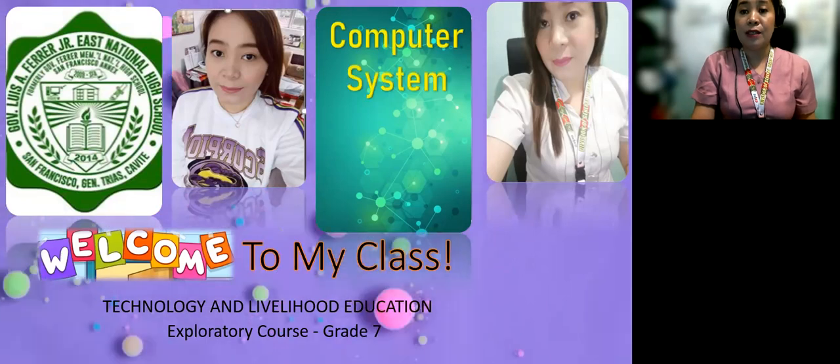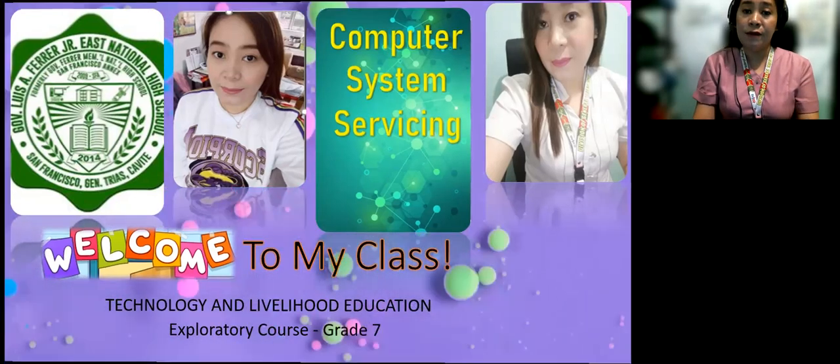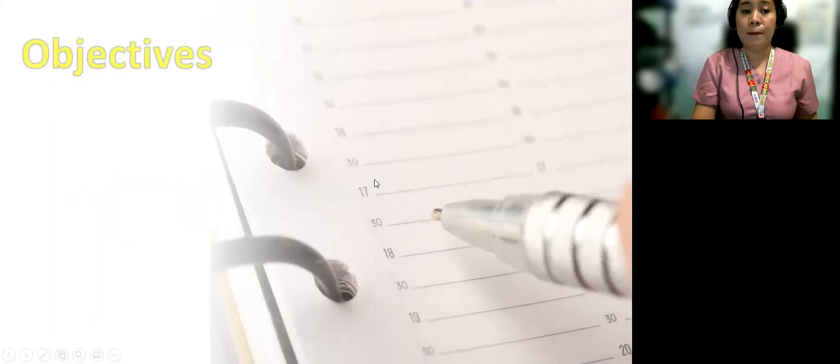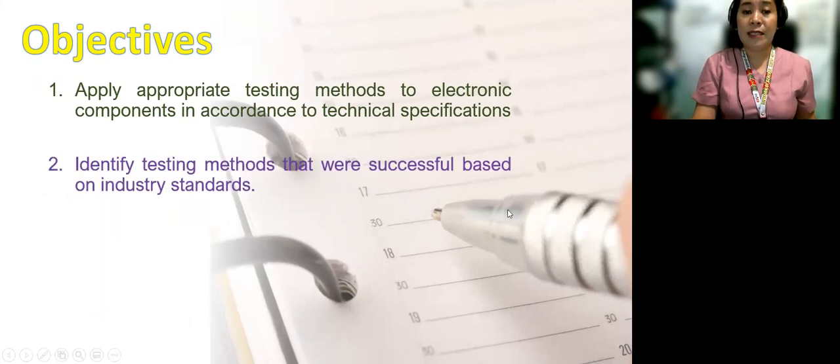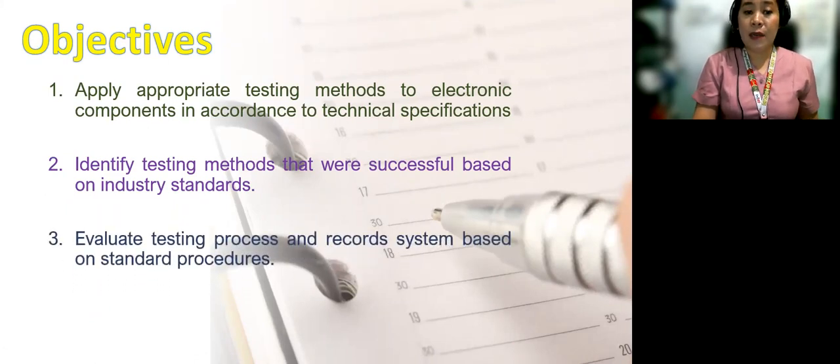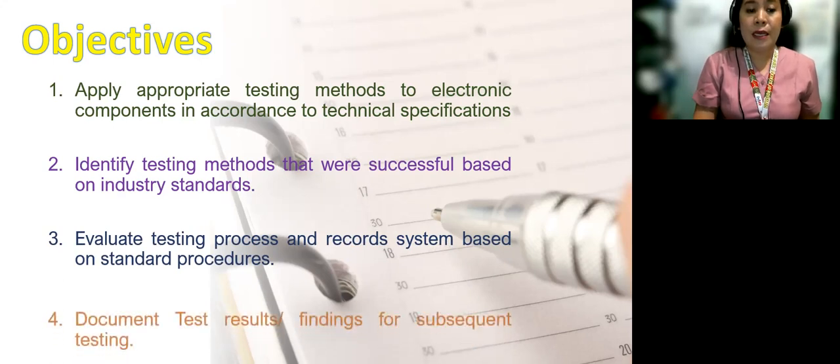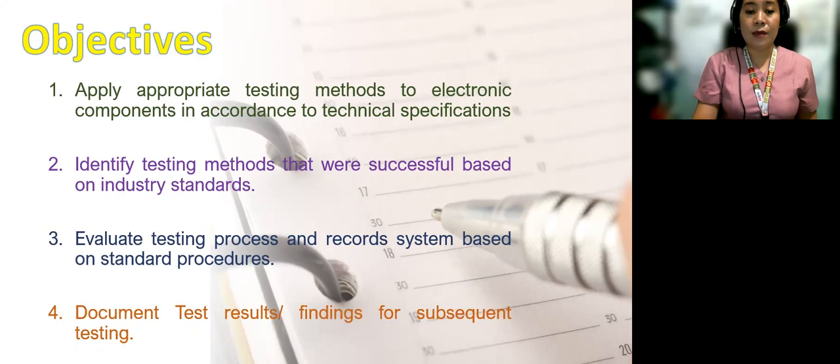And along with that are the objectives. Number one, apply appropriate testing methods to electronic components in accordance to technical specifications. Number two, identify testing methods that were successful based on industry standards. Next, evaluate testing process and record system based on standard procedures. And of course, document test results findings for subsequent testing.